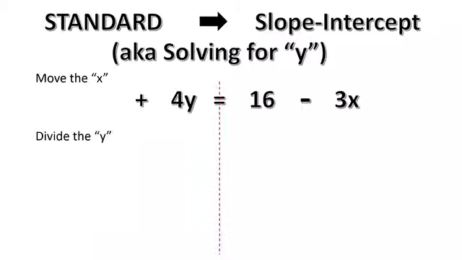In our example, y is being multiplied by 4. So, guess what? We're going to divide it by 4. You guessed it. And as always, if we divide everything on the left side of our equation by 4, we must divide everything on the right side of our equation by 4 also.